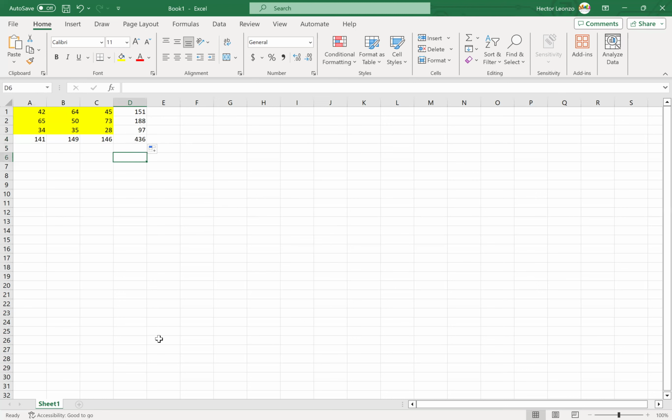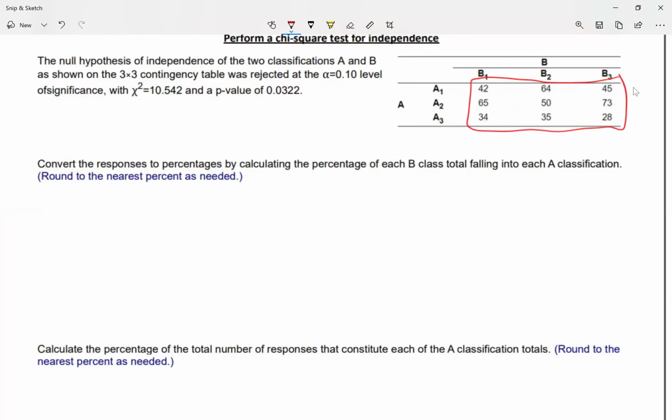So let me come back to my notes here. I just copied the table, and then I added the totals on each end. Now convert the responses to percentages by calculating the percentage of each class total falling into each A classification. Okay, so this is what we're going to do. Let me do a table here.